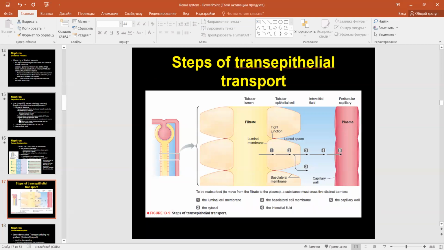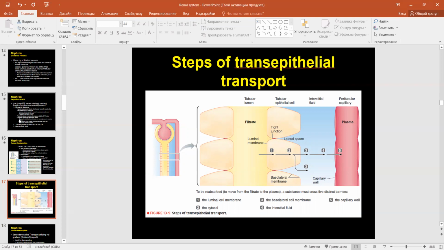Tubular reabsorption involves transepithelial transport. Throughout its length, the tubule wall is 1 cell thick and is close to a surrounding peritubular capillary. Adjacent tubular cells do not come into contact with each other except where they are joined by tight junctions at the lateral edges near the luminal membranes, which face the tubular lumen.